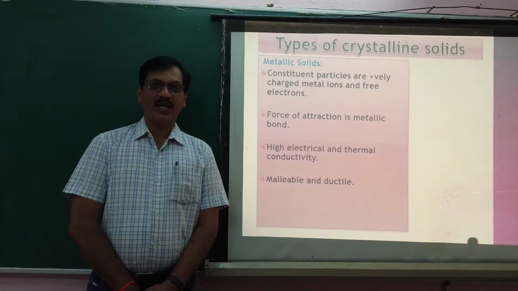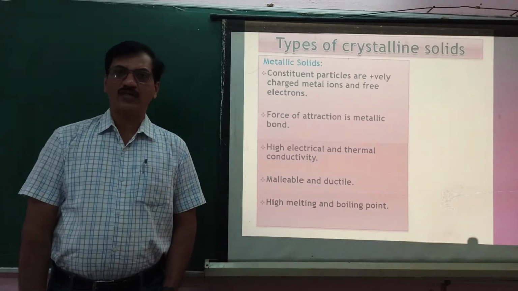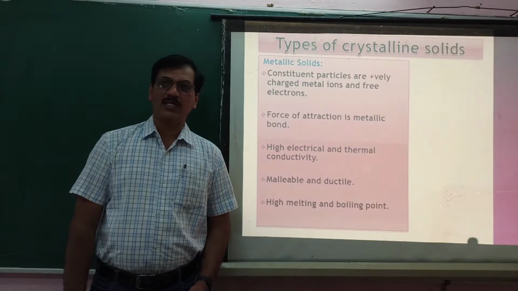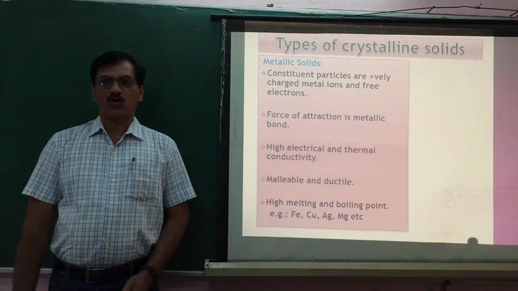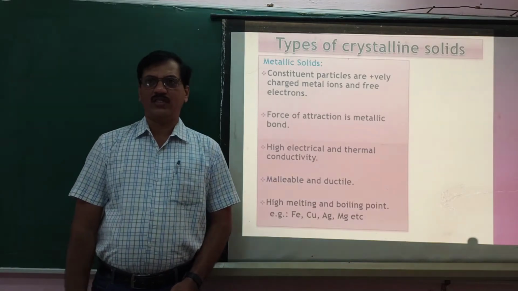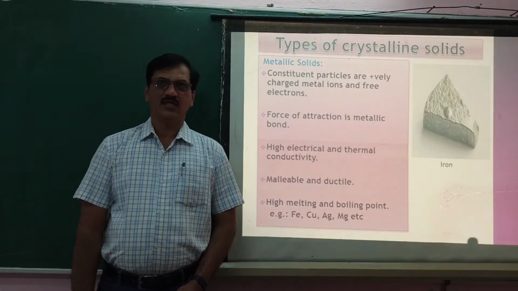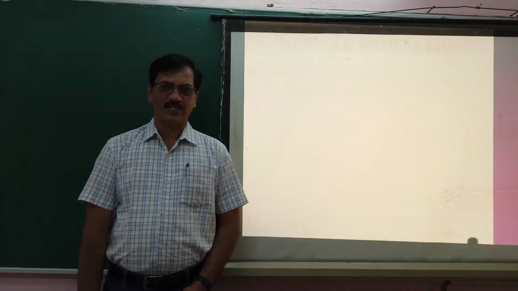They are malleable and ductile. They slip over each other, therefore they are malleable and ductile. They have high melting point and boiling point. For example, iron, copper, silver, magnesium, etc. All these have high melting point and boiling point. So metallic solids are another type of solid.